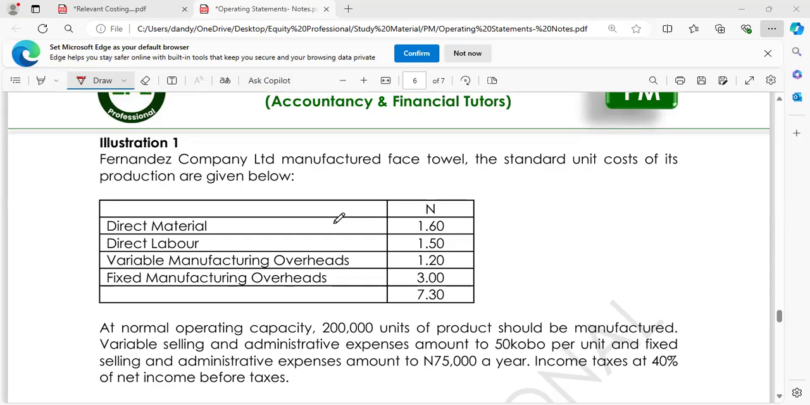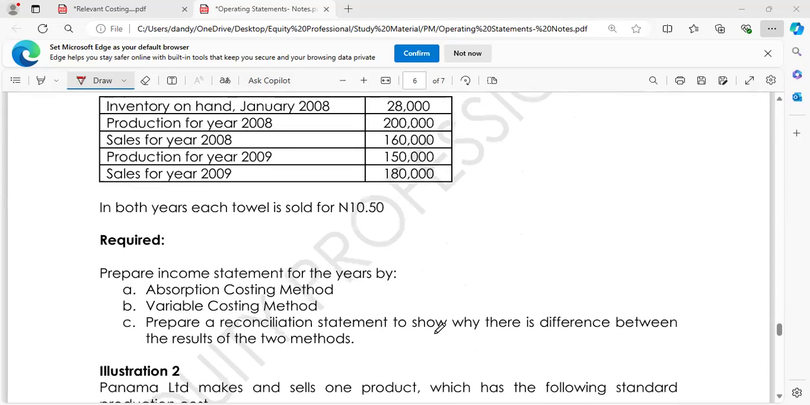We want to prepare the income statements using absorption and marginal costing methods. As you can see here, the examiner mentioned variable costing method. I told you last week, marginal costing is the same thing as variable costing or direct costing method. Whatever terminology the examiner has used, you should know that they are the same.